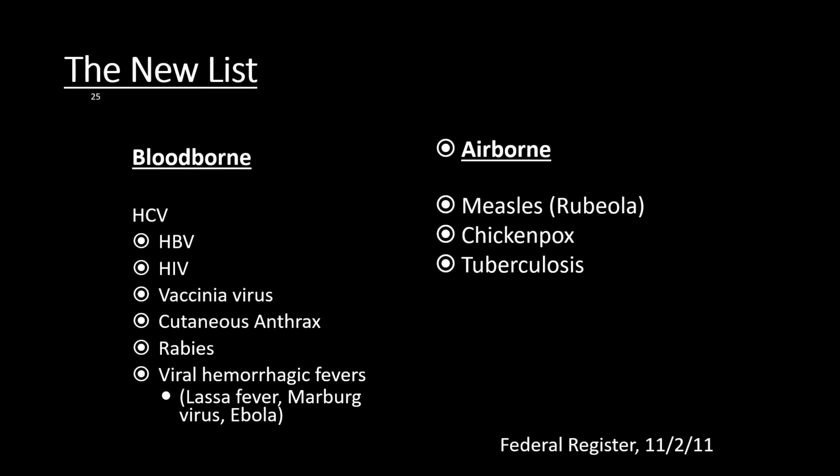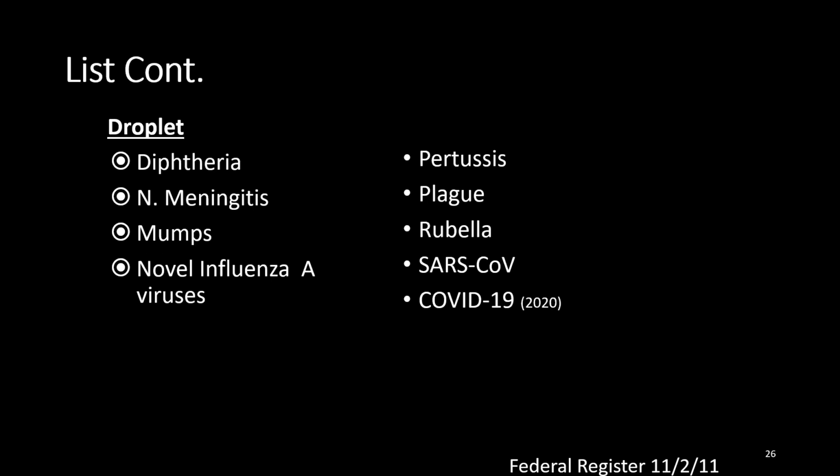Airborne was expanded beyond just tuberculosis to include chickenpox and measles. And then they clarified those that are spread by droplet, not airborne. And key is meningitis. It's droplet transmission, not airborne. And then in 2020, COVID-19 was added in a separate document. So if you look at the listing, mumps, pertussis, whooping cough, rubella, German measles are back.